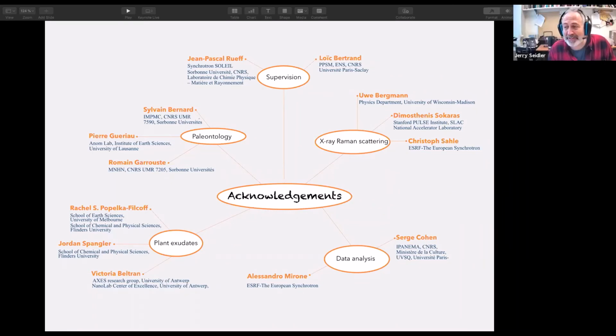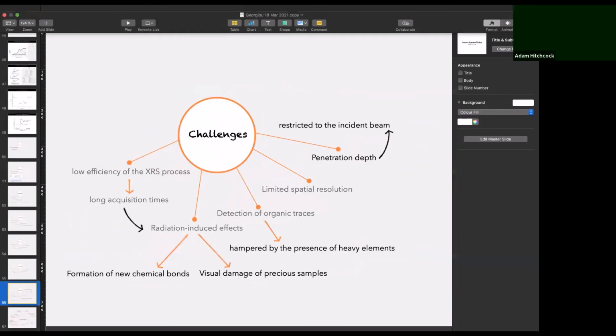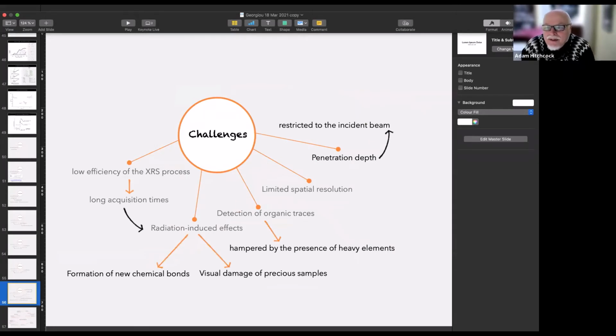Very good. That's very interesting. To begin, we have a question from Adam Hitchcock. Great. Hi. Very interesting presentation. It's really impressive how far along the X-ray Raman technique is developed, and I expect there's going to be lots more improvements to come.